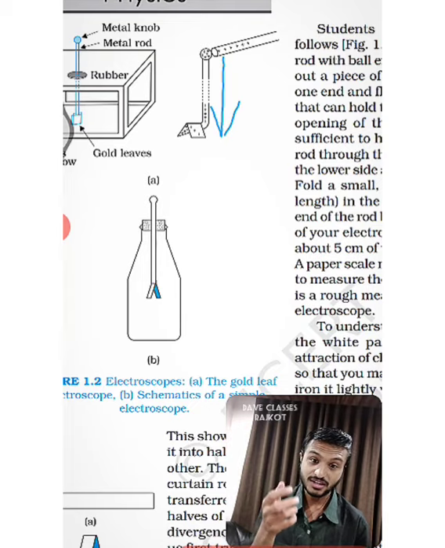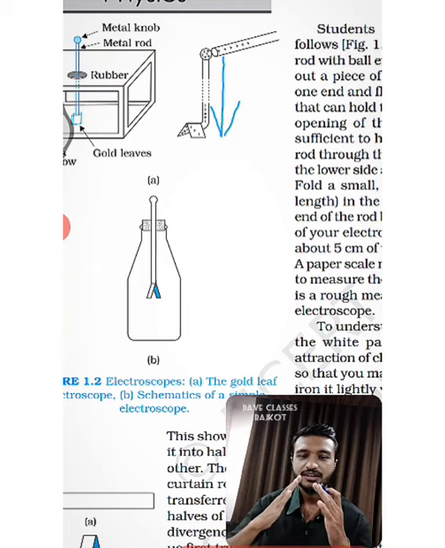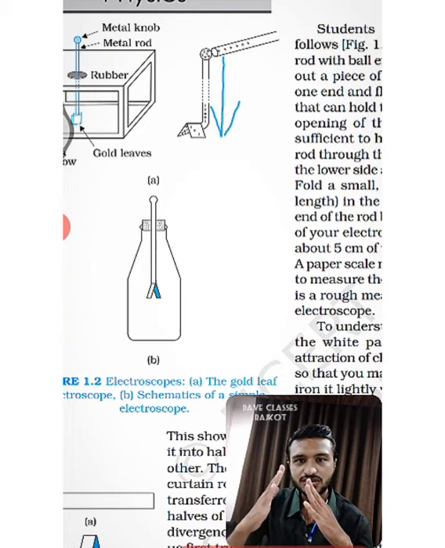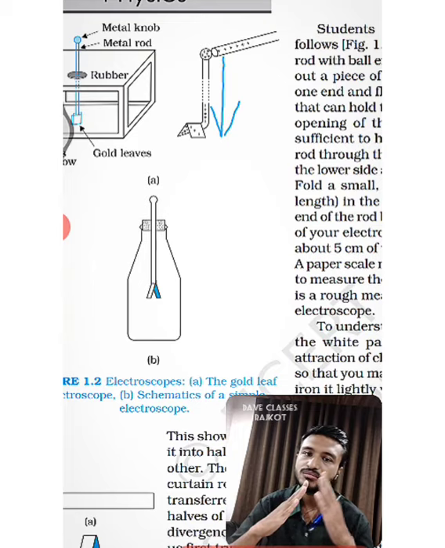So what would happen? It will be distributed. Suppose this is my left hand of gold leaf. These are the two gold leaves. This will have some amount of positive charge, and an equal amount of positive charge will be distributed in my right hand. So what would happen ultimately?